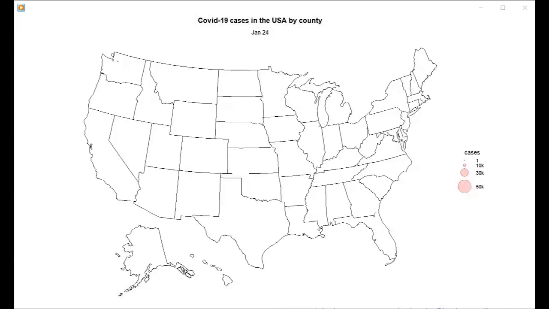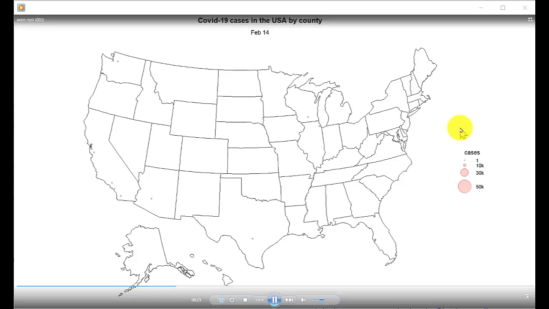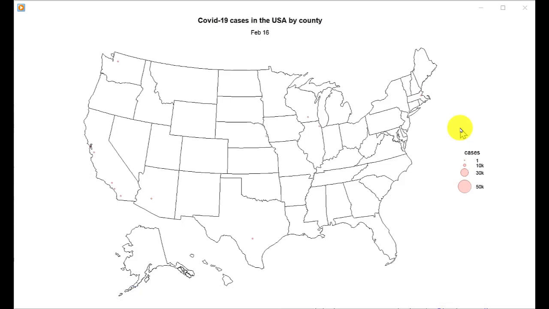You can see the dates counting down, January 25th, 26th, a few points in Washington, Illinois, and California, Arizona. Got one in Massachusetts. Doesn't look like much is happening. We're up to February 25th. Now there are more points showing up.